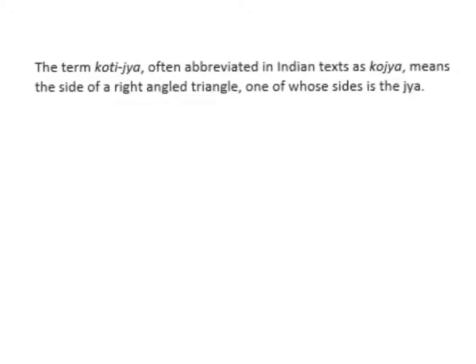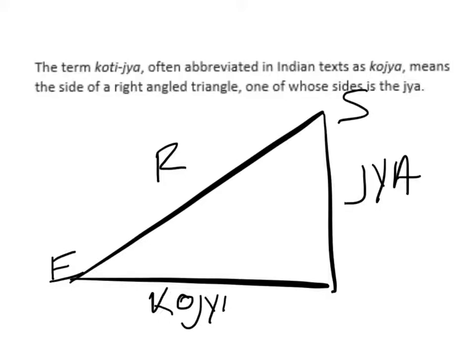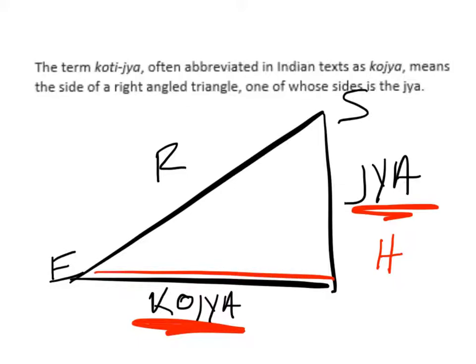The term kodaja, often abbreviated as koja, which is what we're going to use, means the side of a right triangle. So here's what we just did. We had ja there, we had the radius, we have the earth, we have the sun, and now we have koja here. So when you see this name and this name, do not be alarmed. Beware that ja is relating to the height, and then koja is the other leg of that right triangle, which would be the horizontal distance from the earth to where the sun is over top of.